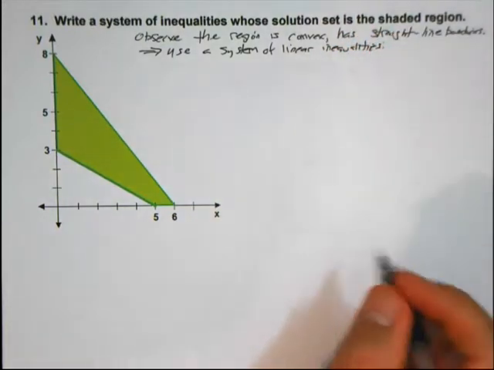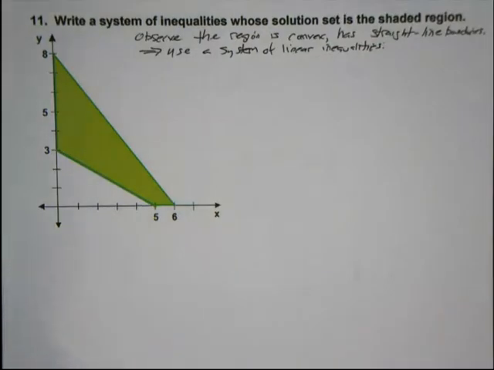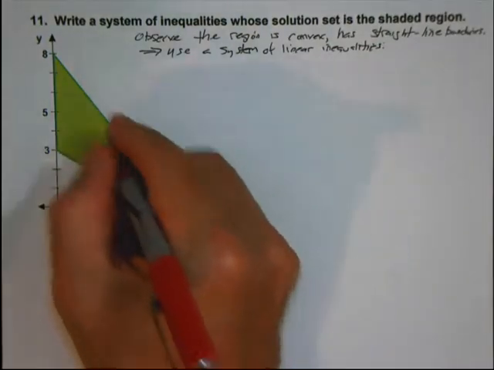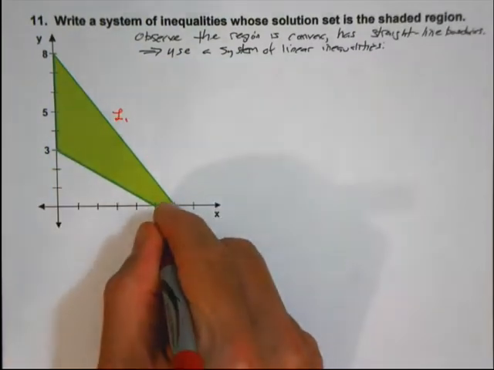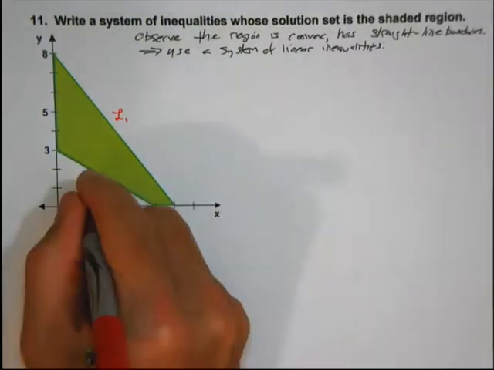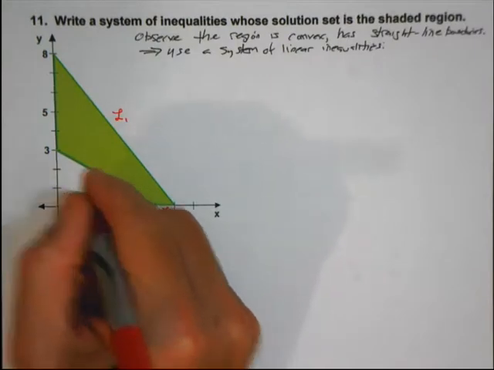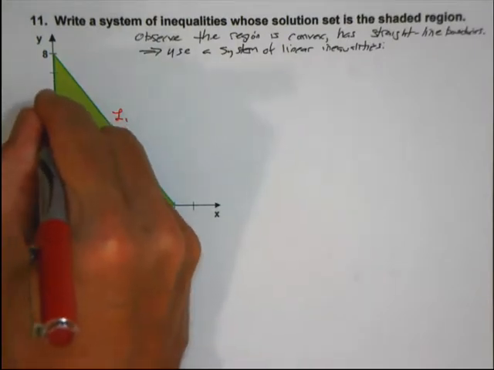Okay, well, let's see. To get started on this, we might go in here and label our lines. Here it could be line 1, L1. This could be L2. This could be L sub 3. This here could be L sub 4.